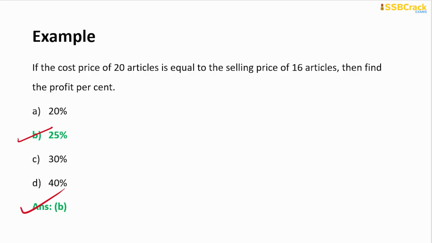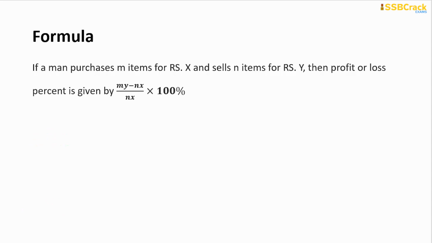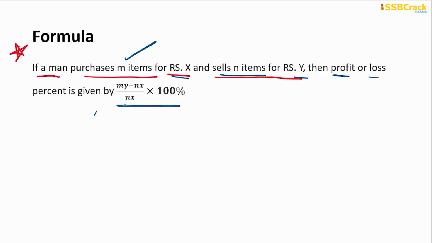Alright, and here comes the next formula on the profit and loss chapter. If a man purchases M items for rupees X and sells N items for rupees Y, this is the extended formula for the previous one. He purchases M items, which means the CP of M items is rupees X, and the SP of N items is rupees Y. Then either profit or loss, whatever it may be, we can calculate with this formula. It is a very important formula, and very simple to remember: (MY minus NX) upon NX into 100.